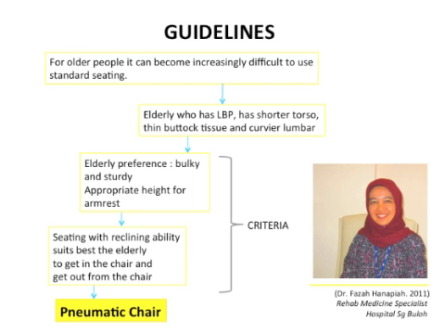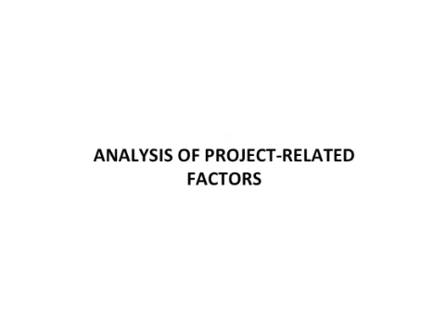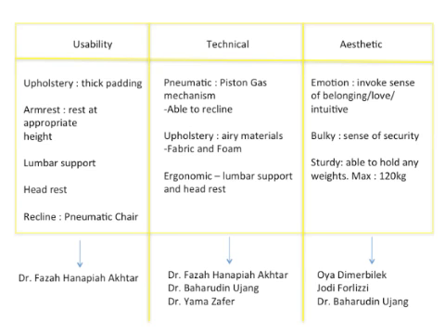I need to analyze project-related factors that might influence my product, which are usability, technical, or aesthetic. This table helps to direct the design, whether you want to go toward the functionality, the technicality, or the aesthetic part. All the criteria are verified by a few experts, obviously. From the usability part, the upholstery must have thick padding, the armrest at an appropriate height, and there should be lumbar support, headrest, and recline, or a pneumatic chair.